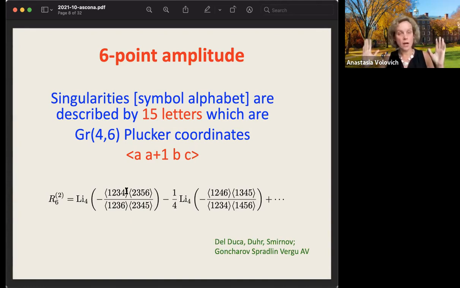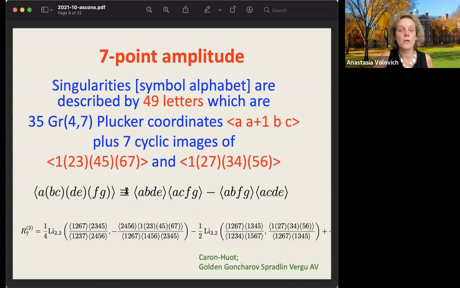Now, when the Bootstrap people are computing the higher loop amplitudes, they start with these 15 letters and they start bootstrapping. So it's very, very important to know what the singularities are. Now we increase the number of points. The computations at 2 loops were done about a decade ago by Simon Caron-Huot.